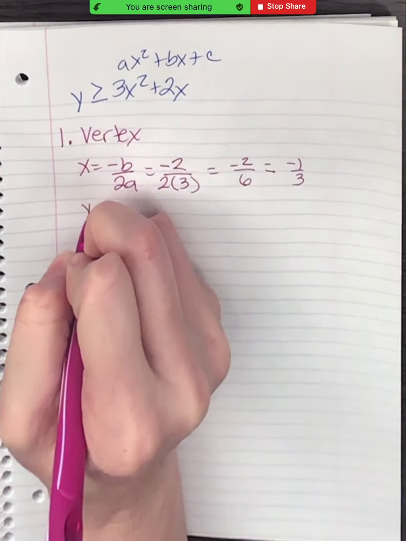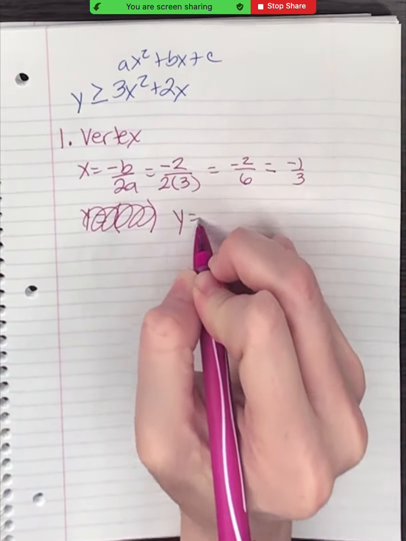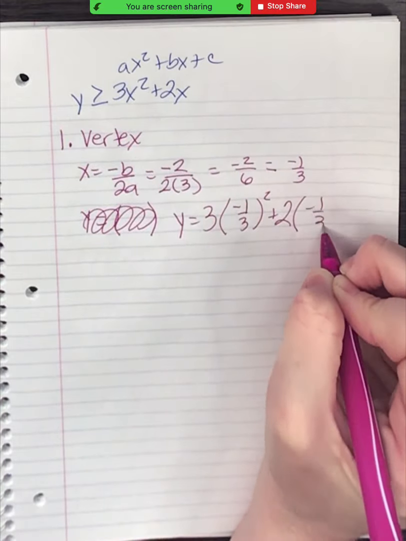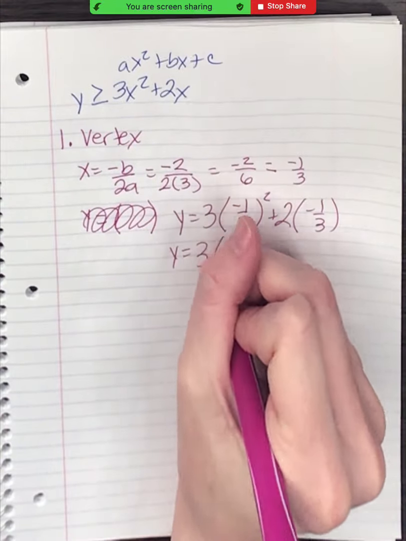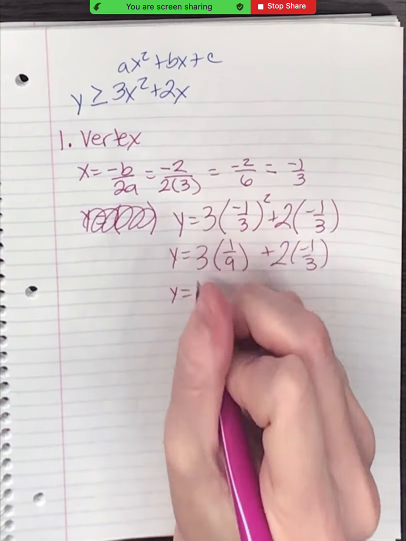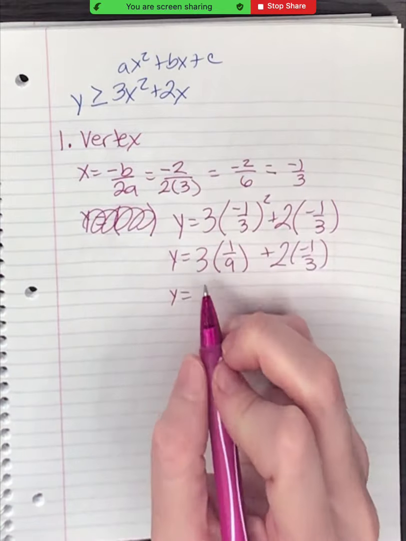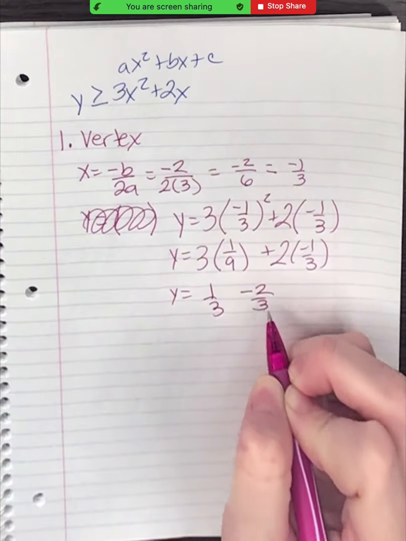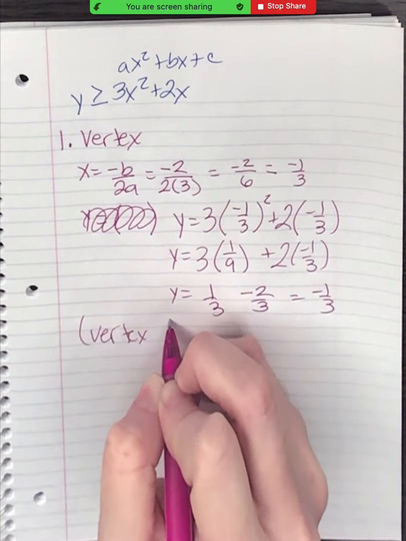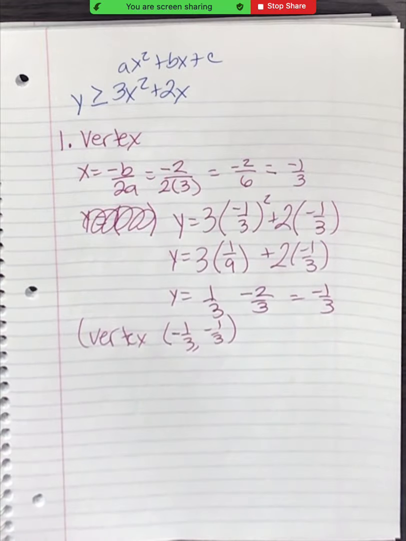Then you're going to plug that in to the equation to get the y coordinate. So 3 times negative 1/3 squared plus 2 times negative 1/3. So that's 1/9, and 2 times negative 1/3. So that would be 3 times 1/9, which is 3/9, or 1/3, minus 2/3 is negative 1/3. So that's your vertex, negative 1/3, negative 1/3. Okay, and it's going to open up.